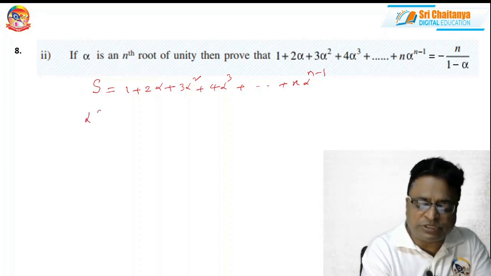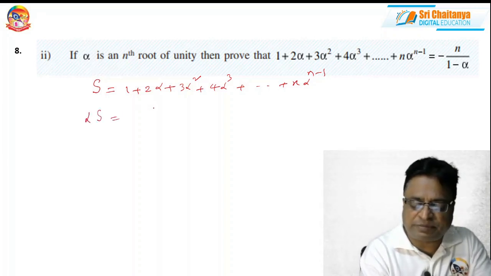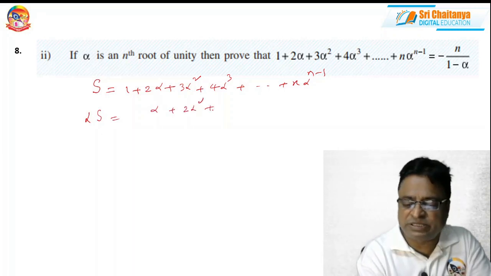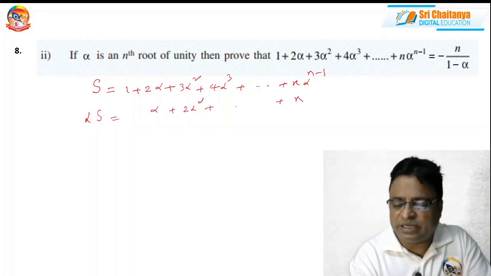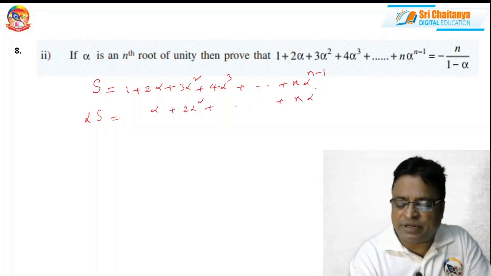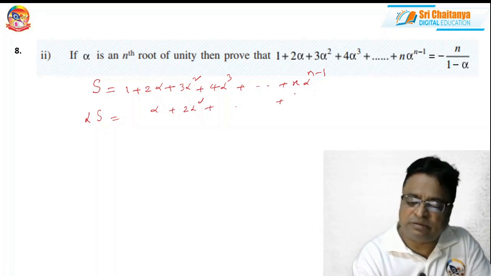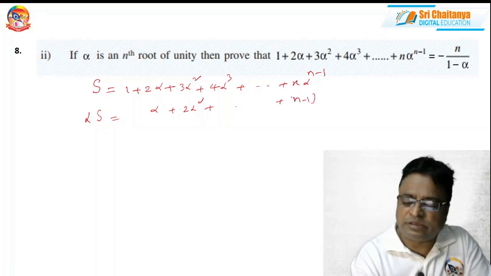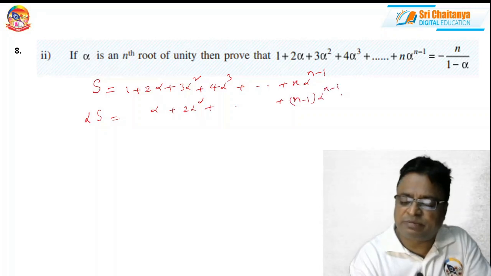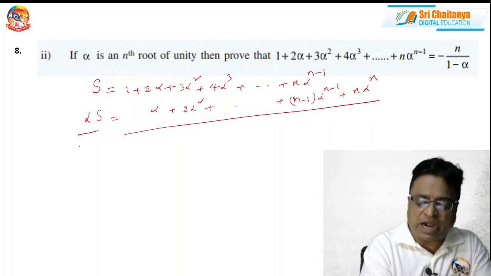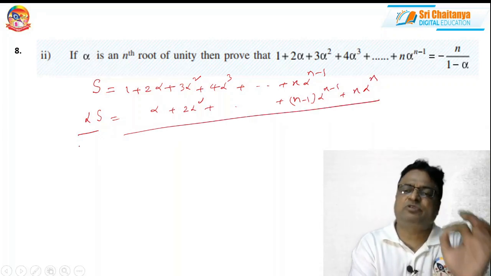So now multiply on both sides with alpha and you subtract the term like this. 1 alpha plus 2 alpha square plus and so on plus n minus 1 alpha power n minus 1 plus n alpha power n. Subtract. This is the technique one should follow. And based on this technique only, several times questions were repeated.